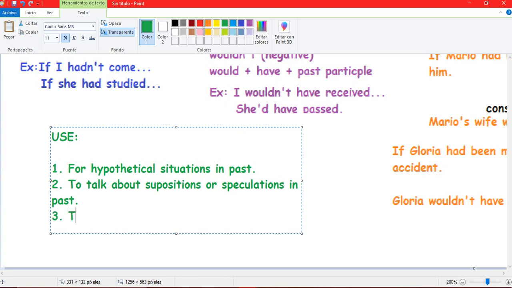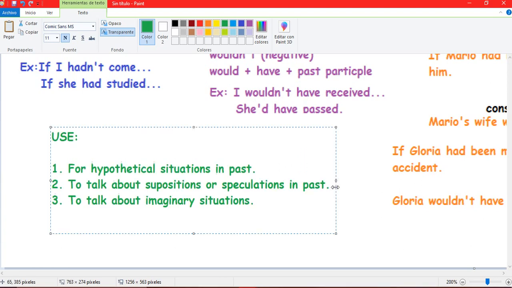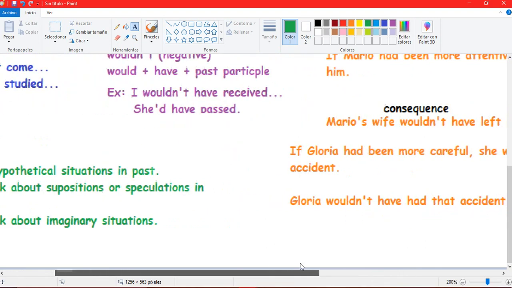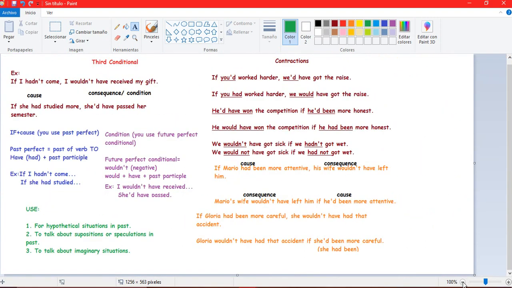Three, to talk about imaginary situations. So we use the third conditional for one, hypothetical situations in the past, two, to talk about suppositions or speculations in the past, and number three, to talk about imaginary situations. Okay, people, I hope this tutorial has been very useful for you to talk about the third conditional.